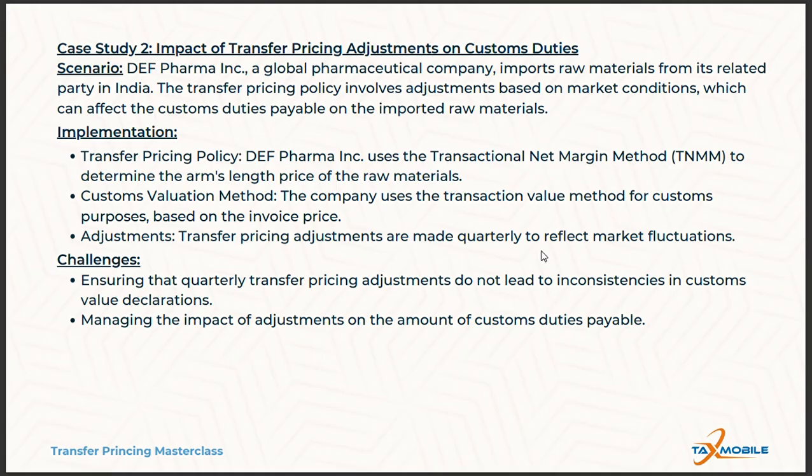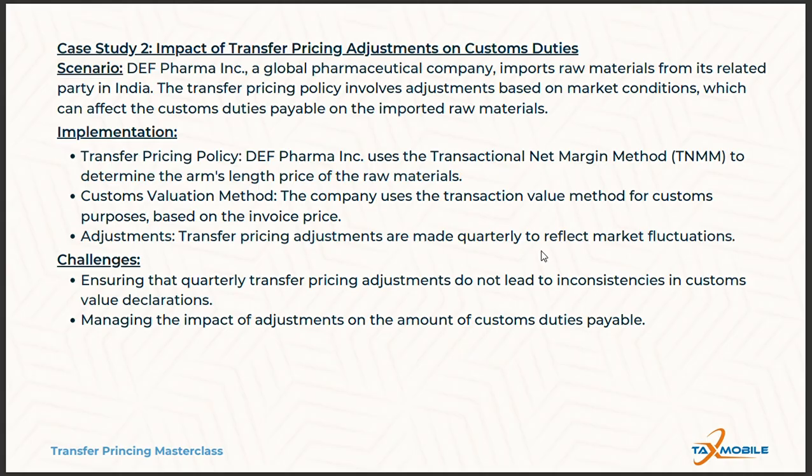Now, our second case study examines DEF Pharma Incorporated, a global pharmaceutical company that imports raw materials from its related party in India. The company makes quarterly transfer pricing adjustments based on market conditions, which impact the customs value and the duties payable. Now, the transfer pricing policy that they adopted: they used the transactional net margin method to determine the arm's length price for raw materials.